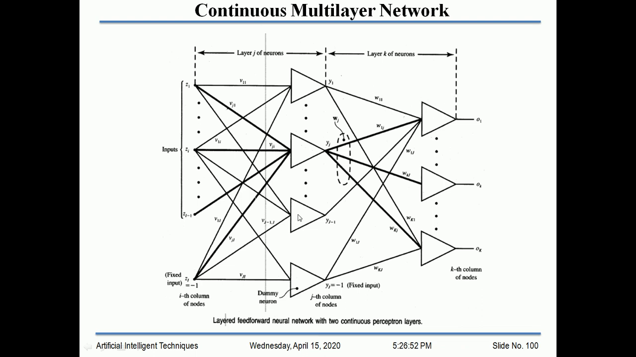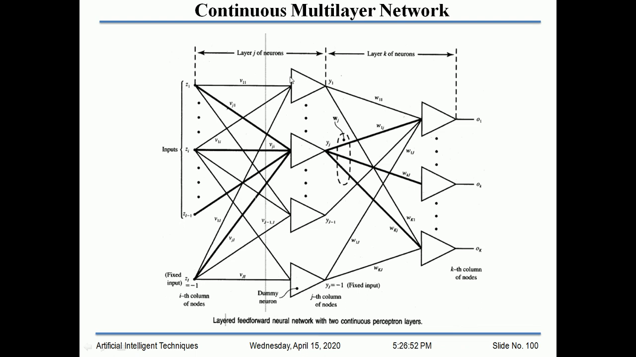Here you can see, these are all the neurons. These are represented not in a circular shape, these are represented in this shape, indicating that these are continuous. The activation function used is a continuous activation function. That is the reason why the neurons are indicated in this manner.